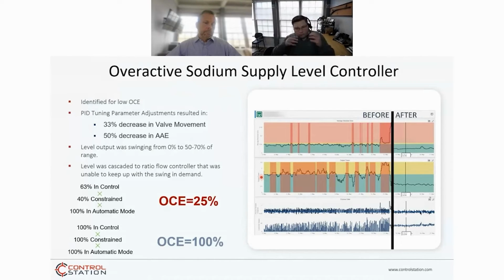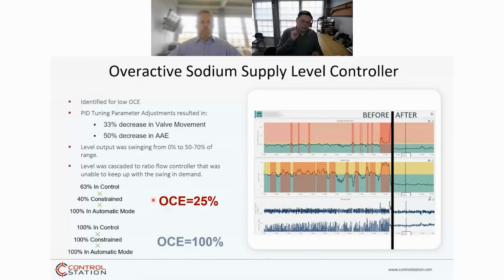We go and we tune the loop and we fix it, and we can see that the OCE gets a lot better afterwards. Why? Because our valve isn't moving around nearly as much, we're no longer saturated, and our average error is far closer to our target. So the OCE is a very nice number. What's interesting again is this isn't a loop that was the highest on the priority list for operators to correct, but it had a really poor OCE that allowed us to go and see that. We went and corrected it, OCE got better. But that's one loop.